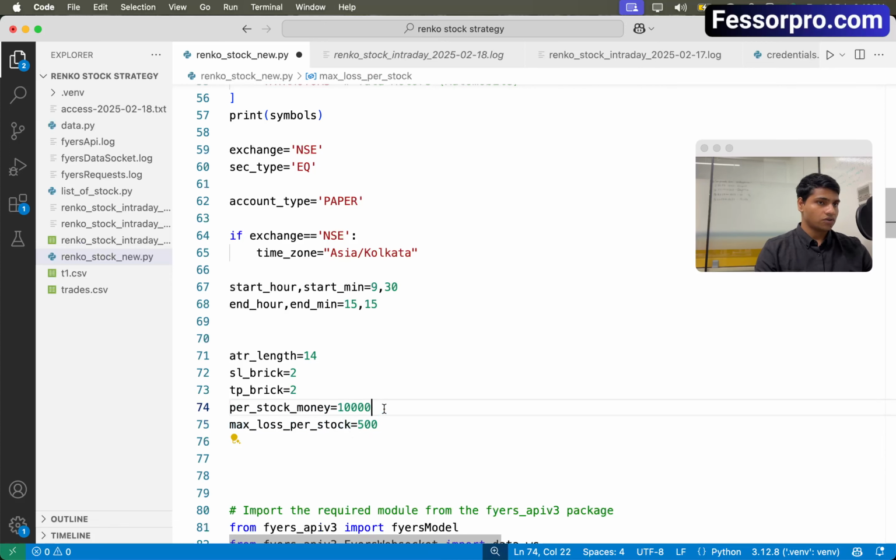Maximum loss per stock. So you can change the amount of capital you want to invest in a per stock. Right now I've kept it 10,000. You can change it to 20,000, 30,000, however you want. And max loss per stock is 500.